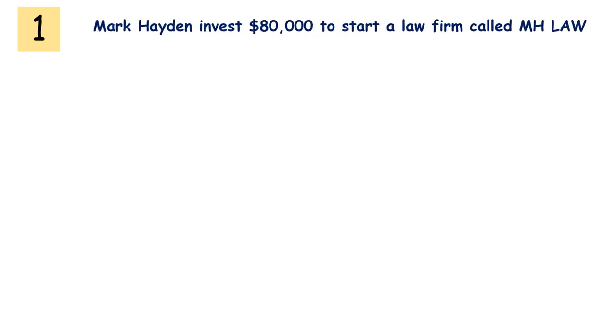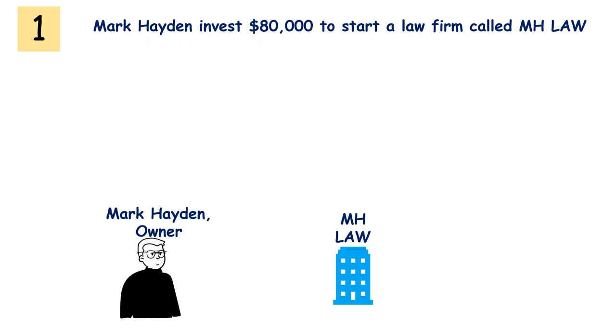Now I will give you a statement just like on the top and show you visually how this transaction is, so that it helps you understand what increased and decreased. Mark Hayden is the owner of the business. He is a lawyer, so he opened Image Law business. Now look what happened. Mark Hayden gave the Image Law business his own personal money, $80,000.